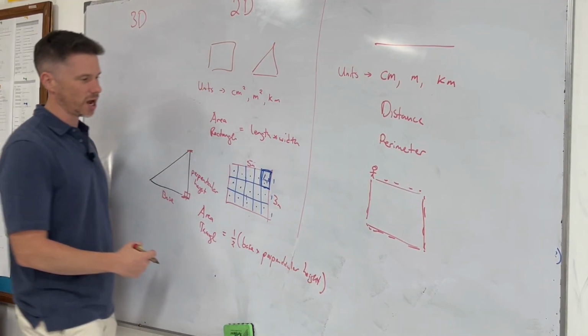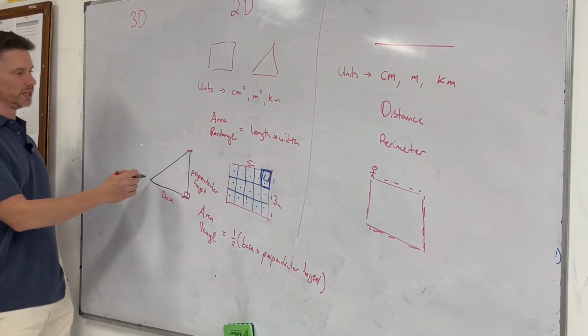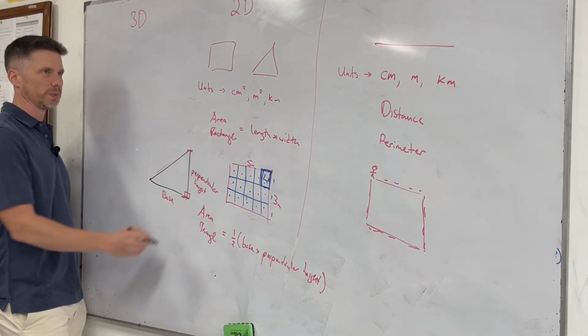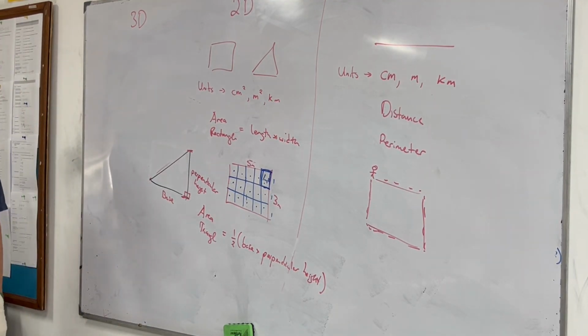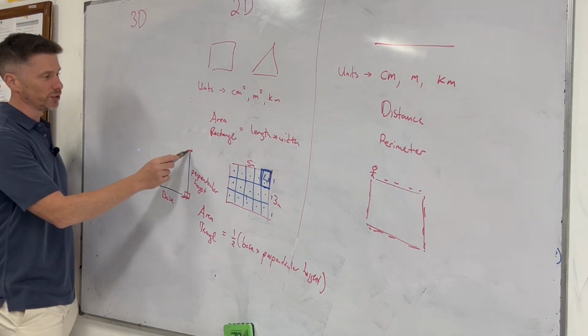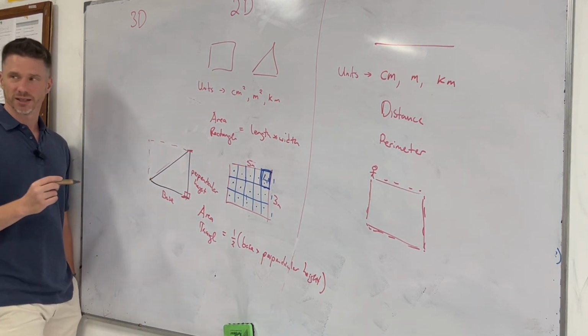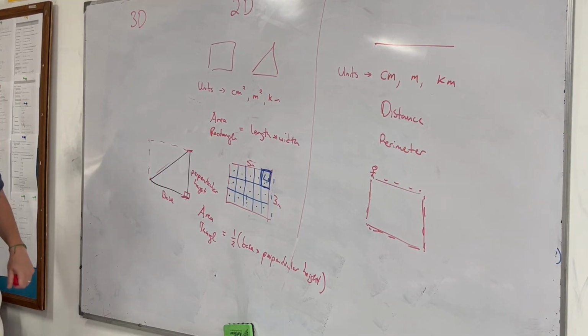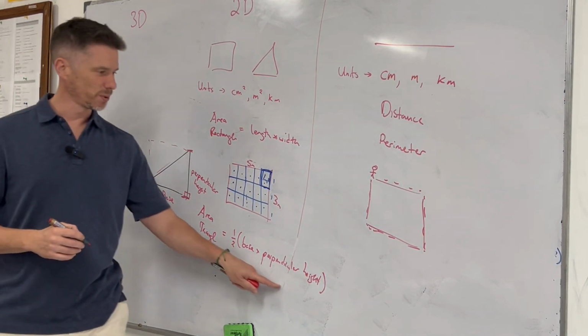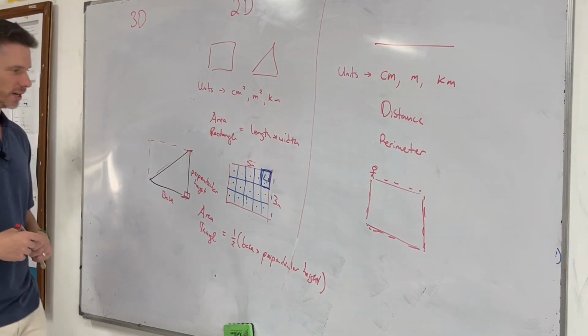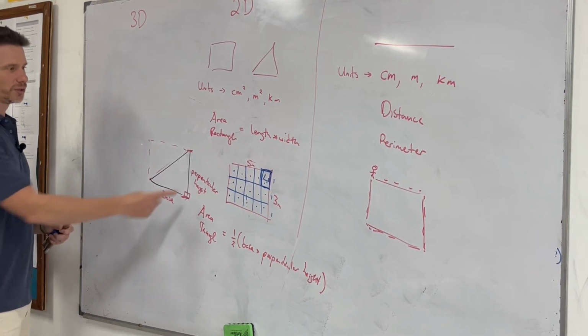Notice the way it's not the slant height. We don't use this height. We use this height, the perpendicular, the straight up height, because we're really just getting the area of the rectangle and halving it. Base times perpendicular height. This also says perpendicular height.